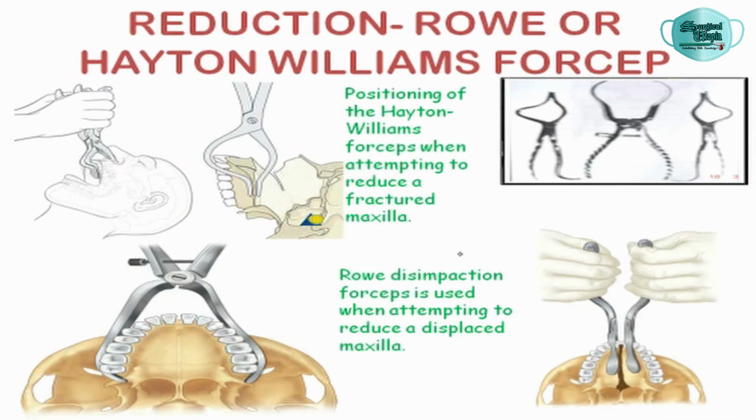Reduction of the mid-face fracture can be done by the Rowe or Hayton-Williams forceps. These forceps are present in pairs, that is left and right, and one of the ends of the forceps is placed in the nasal floor and the other is placed on the palate region. Using both the forceps simultaneously and in the same direction, the maxillary fragments are reduced. In cases where there is a palatal split, the forceps is placed on the buccal side and the traction is given in the medial direction. The fragments at the palatal split are approximated.